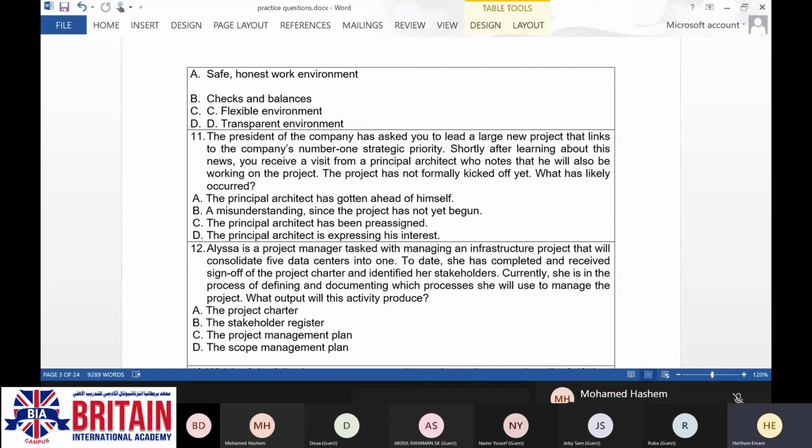Try to correlate with real life. Maybe you are going to check with your manager and he's going to tell you, that guy, by the way, we have already pre-assigned him in this project to be awarded this contract. It happens or no?